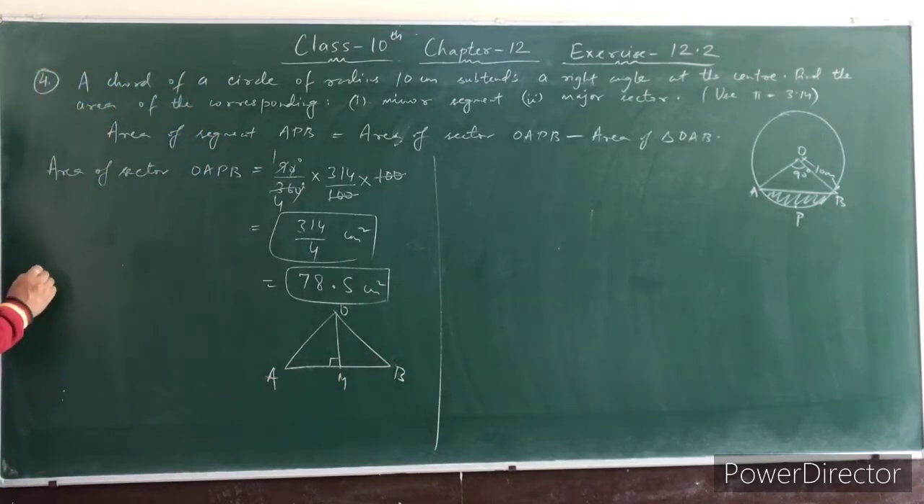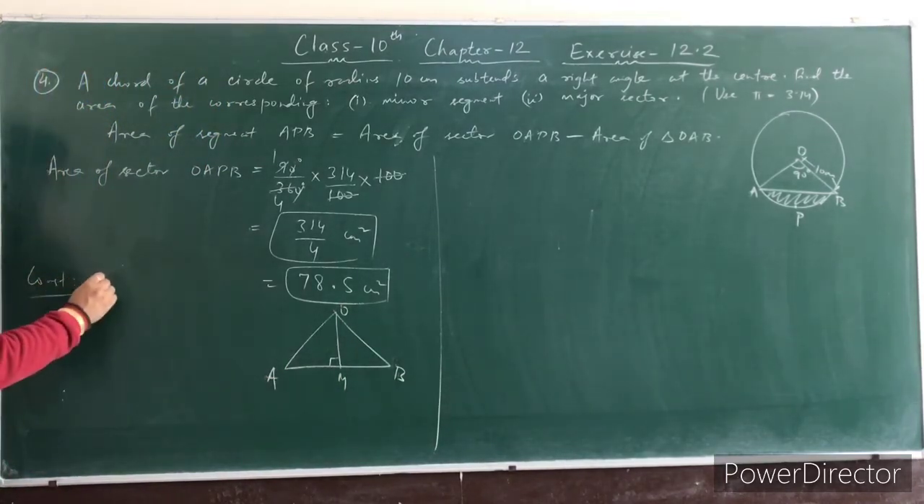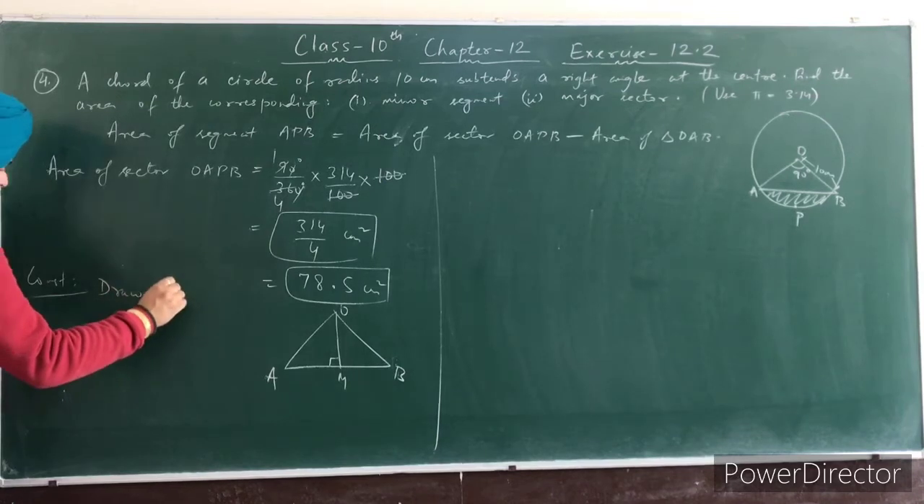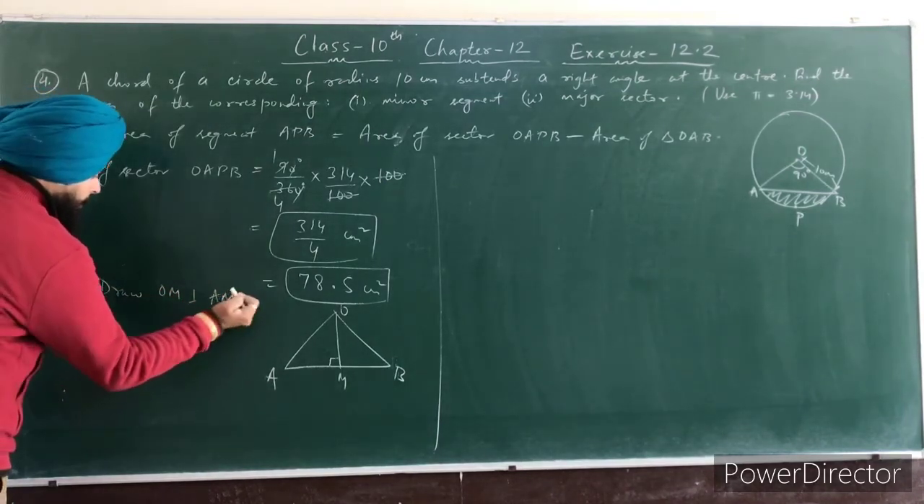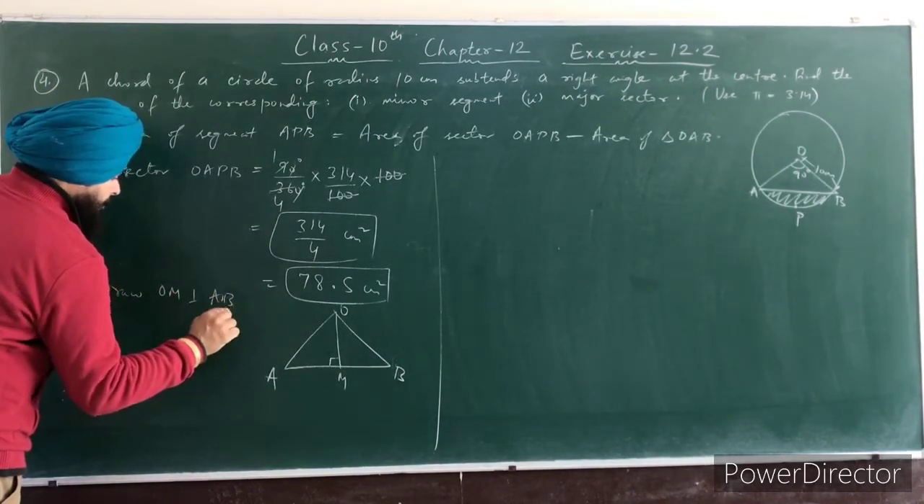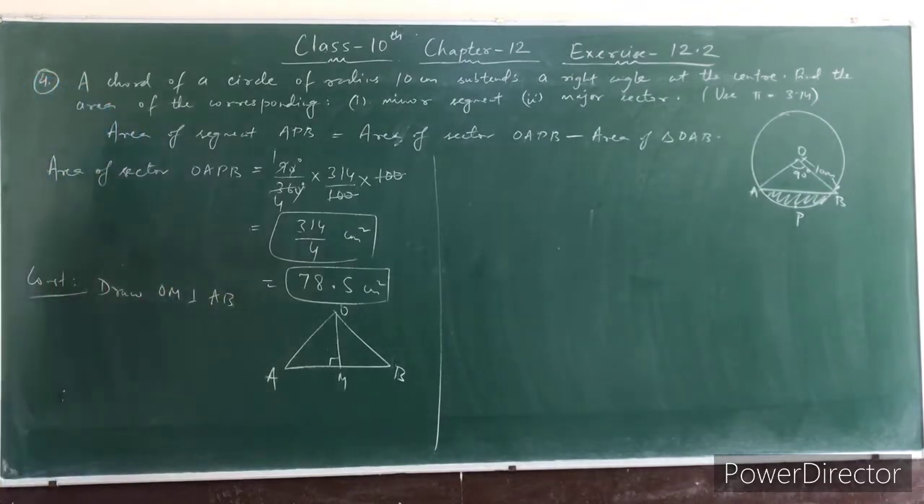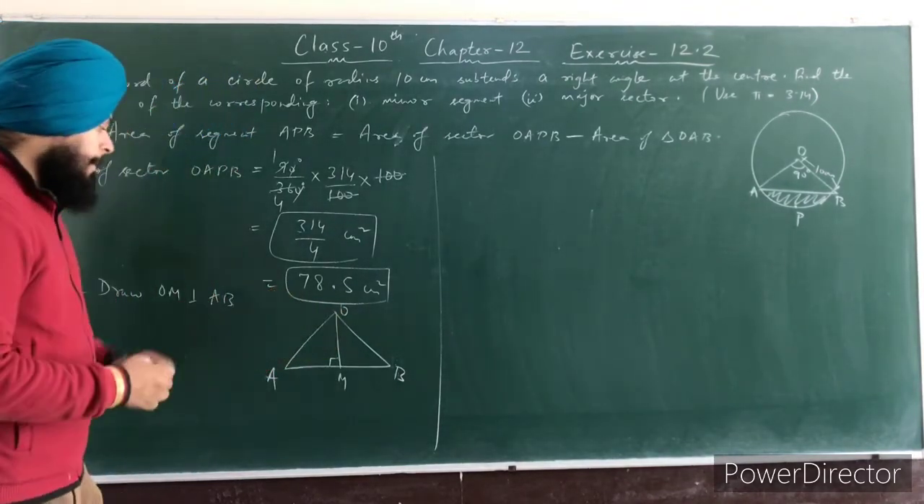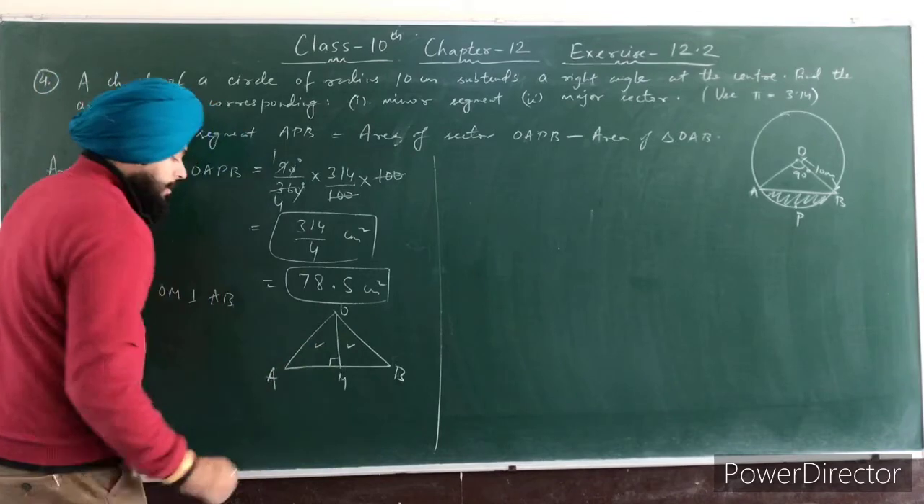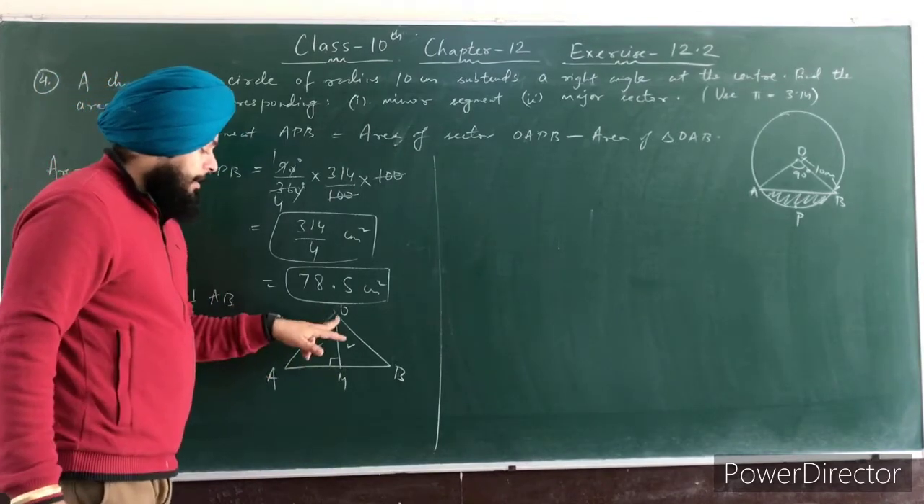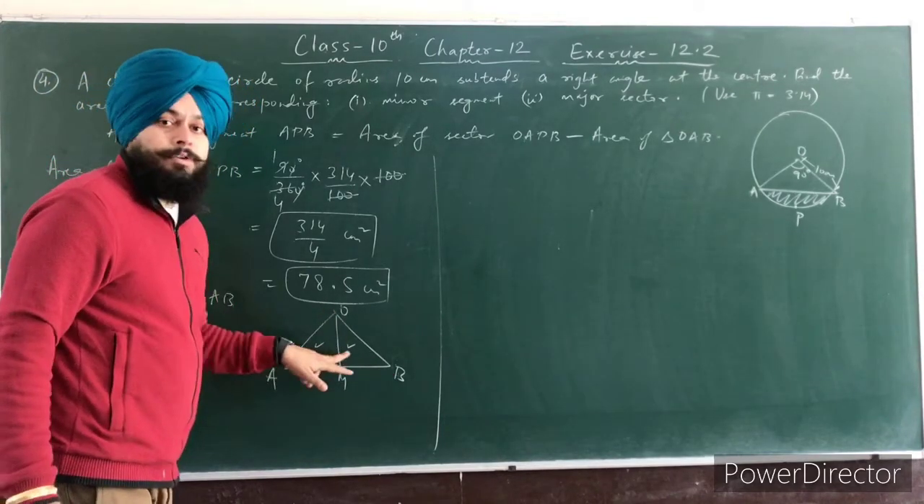So in the construction, draw OM perpendicular to AB. Now you can take these two triangles, triangle OMA and triangle OMB. You have to prove them congruent.